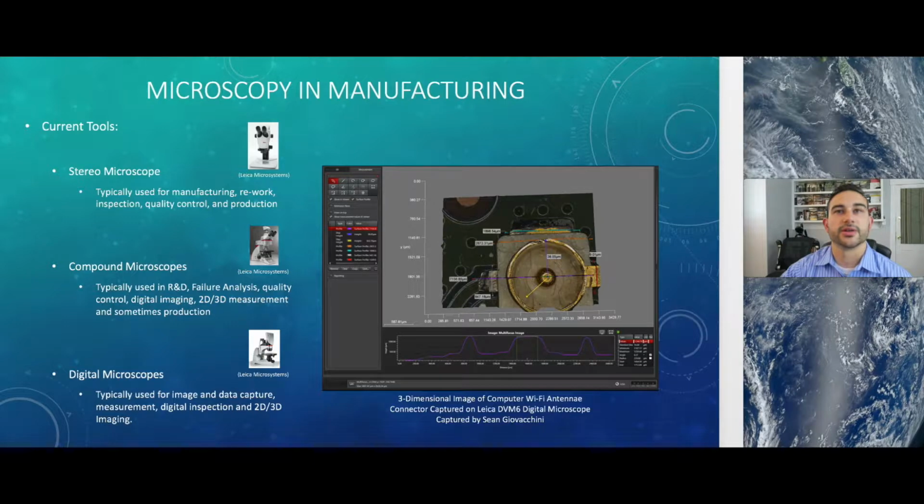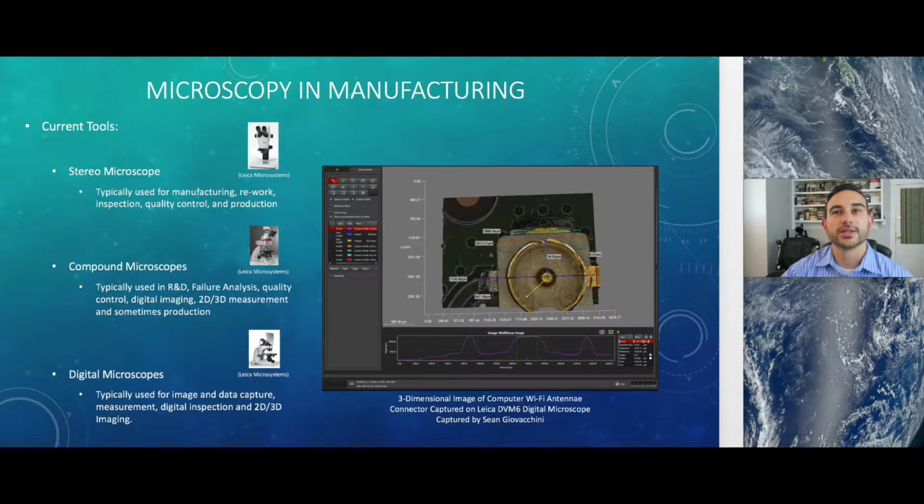Compound microscopes, on the other hand, are their higher magnification siblings that do not have the same depth perception. They're used in similar areas, but not for rework, and typically more for research and development and failure analysis, where people want to examine things more closely.